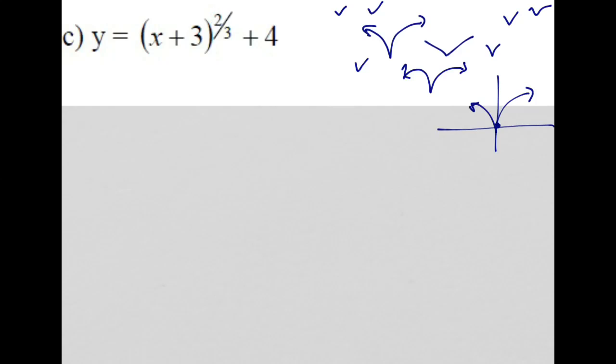So let's look at our translations. X plus 3 means go to the left 3. Plus 4 on the outside, again, it's kind of like an afterthought. That's going to move it up 4. So those are my two translations.